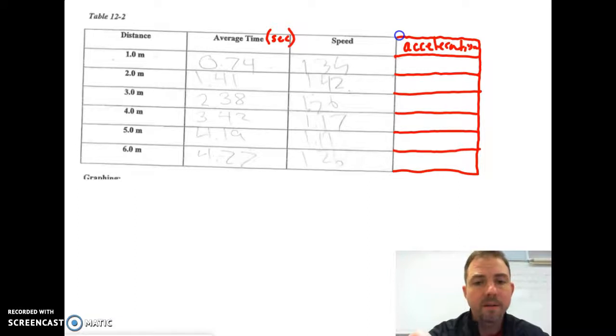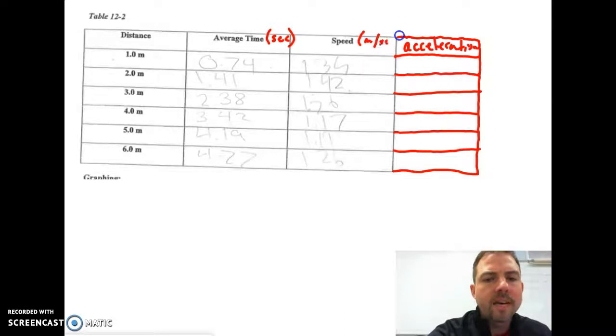The biggest thing you need to make sure when you rewrite this lab is that you put seconds here. Remember, always label your column headings. Speed, the proper unit for speed is meters per second in this case. Meters per second, m/s.